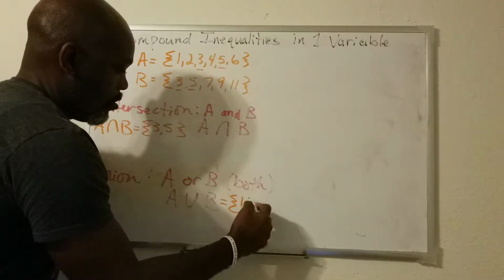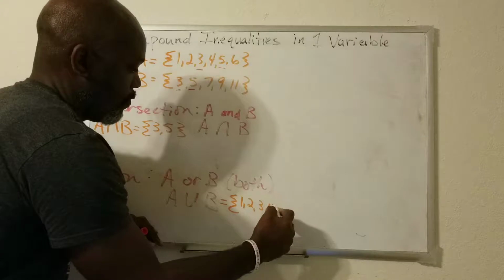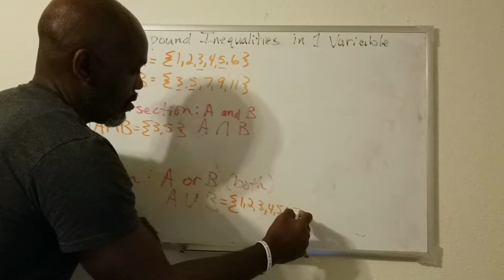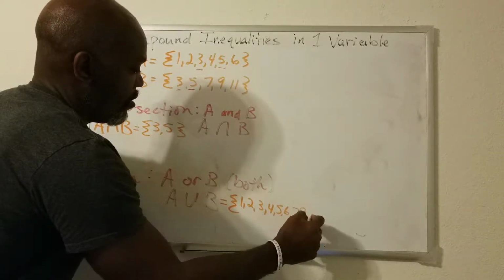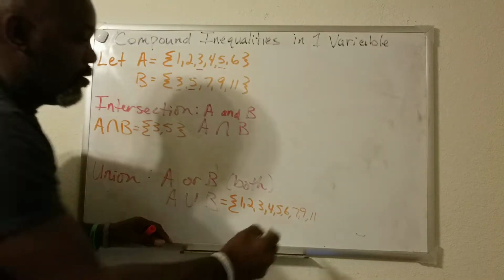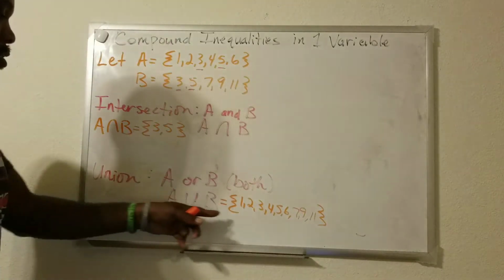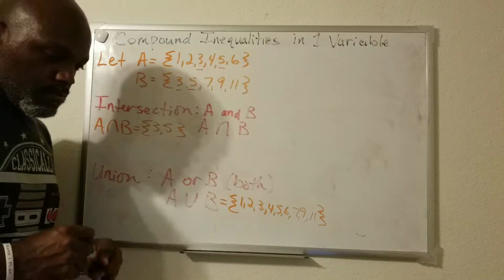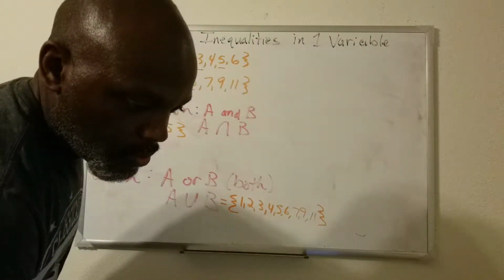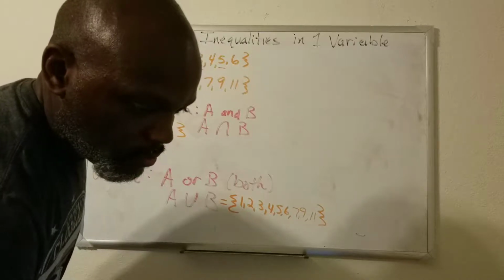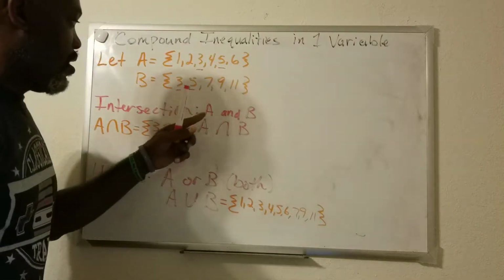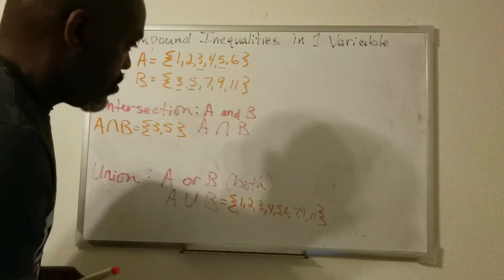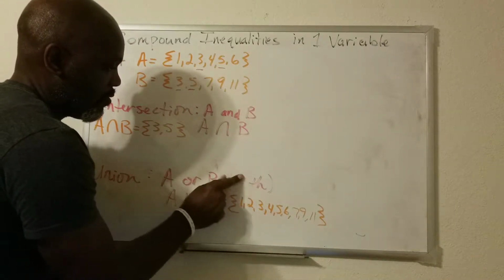Okay, and those are your union. The union is what's in A or B. The intersection is what is found in A and in B. And this is saying what is in A or B. I always thought this was confusing.